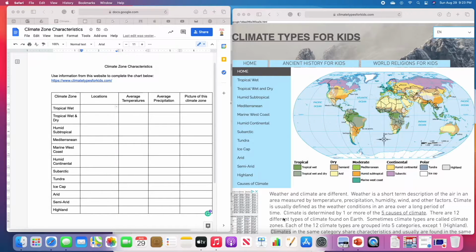Today we're going to look at climate zones and their characteristics. If you look on the document to the left, this is going to be the activity sheet or document that we'll be using. And the different columns, you have your climate zone: tropical, wet and dry, humid subtropical, Mediterranean, marine west coast, humid continental, subarctic, tundra, ice cap, arid, semi-arid, and highland.